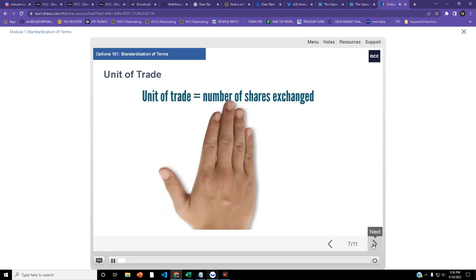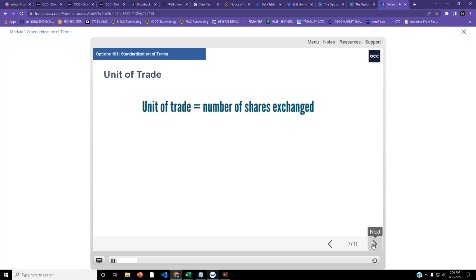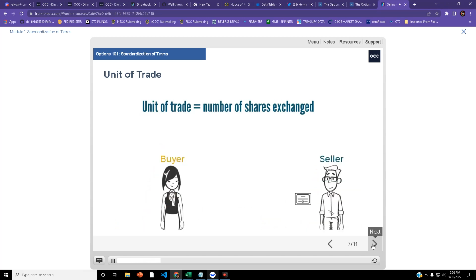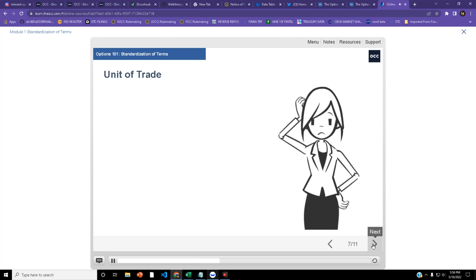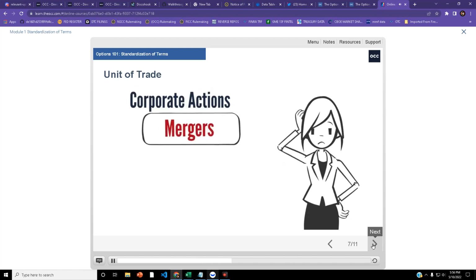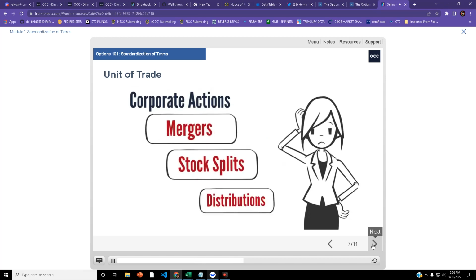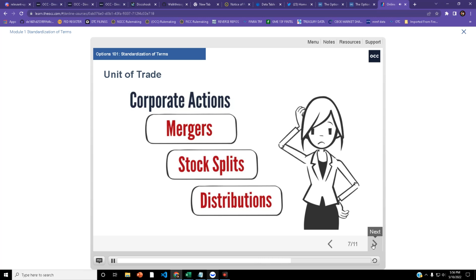For the purposes of this course, the unit of trade simply refers to the number of shares exchanged when and if the buyer chooses to exercise their contract. For standard equity option contracts, one option contract is equivalent to 100 shares of the underlying stock or an ETF. However, various corporate actions, such as mergers, stock splits, or special distributions, can modify the standard contract into a different deliverable, including a greater or lesser number of shares than the standard 100 shares.